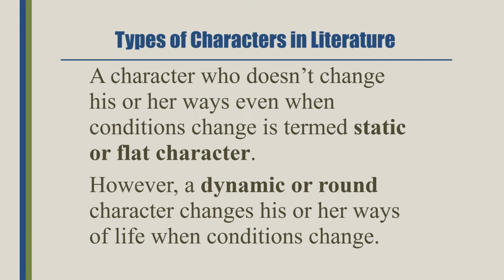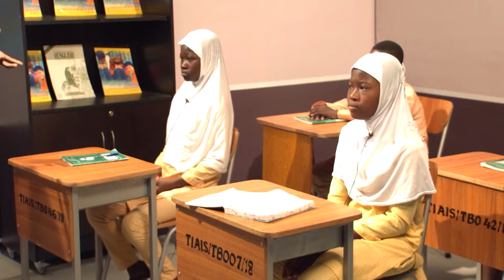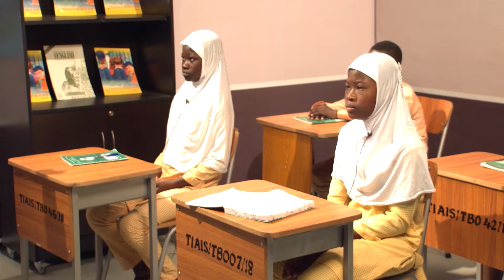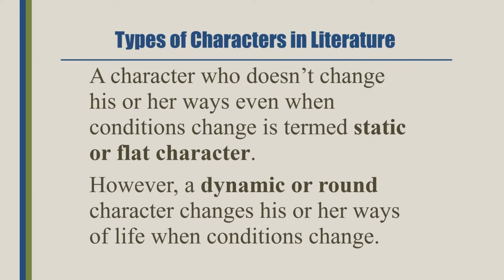If, for example, the person was living a peaceful life with a family, but it happens that members of the family begin to die, and the person decides to change the way he or she does things, then we say such a character changes his or her way of life because there's a change in his or her situation. We term that character a dynamic or round character.